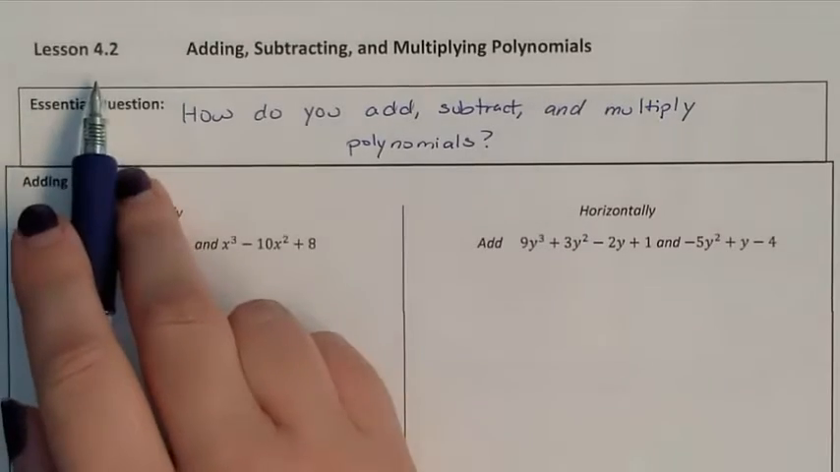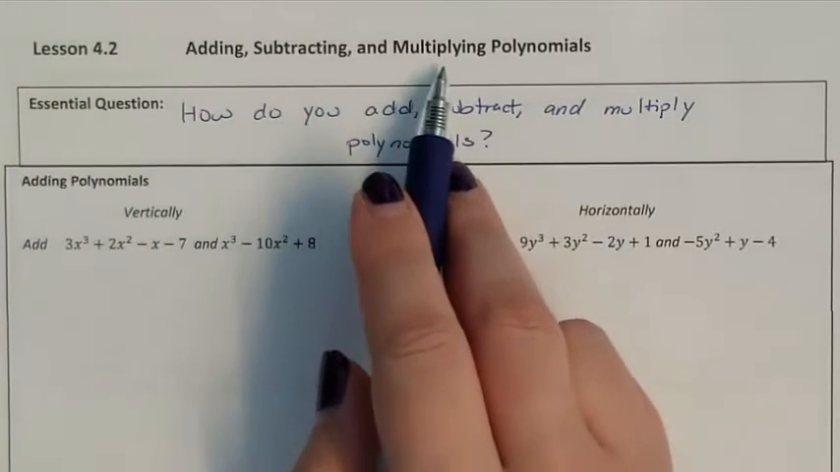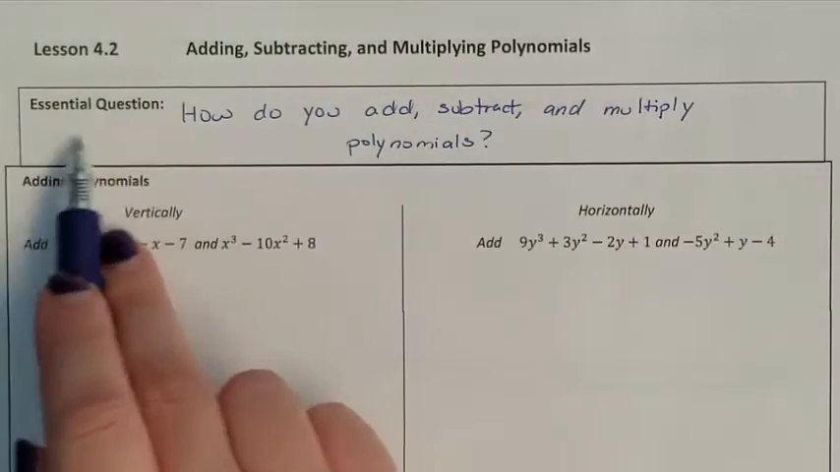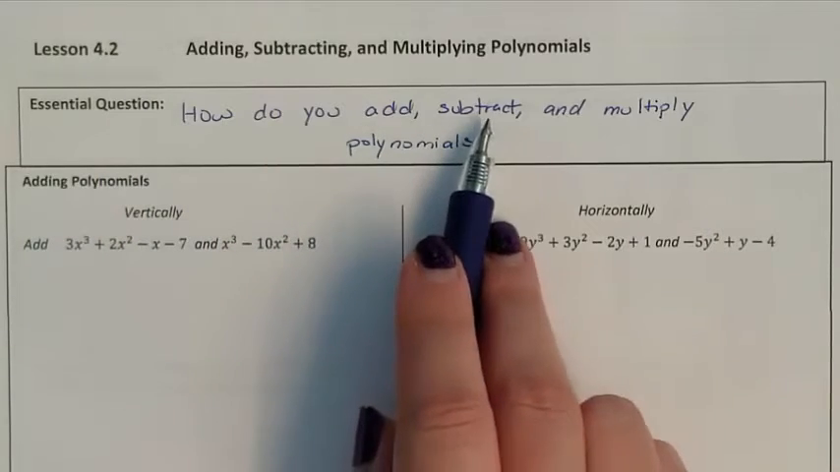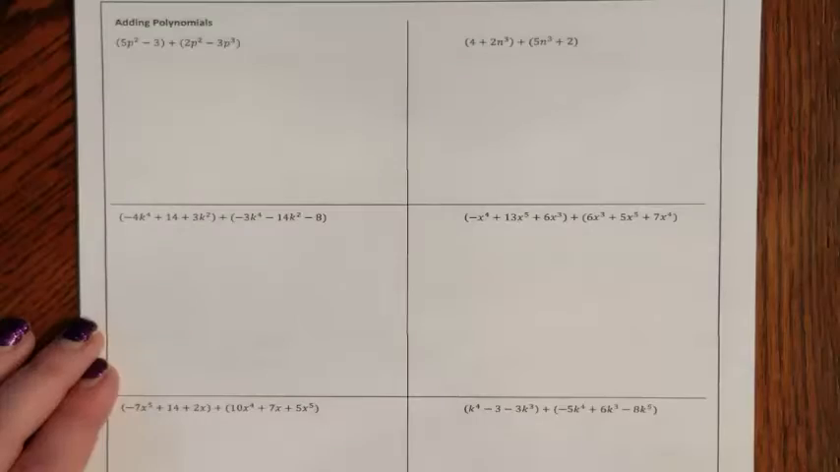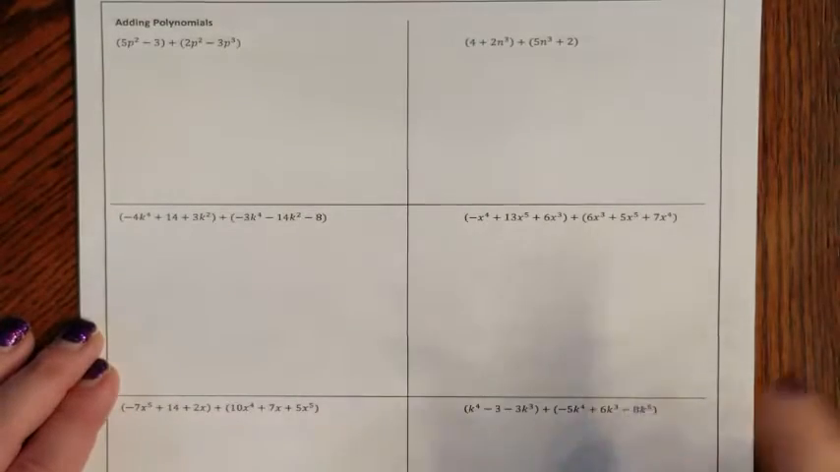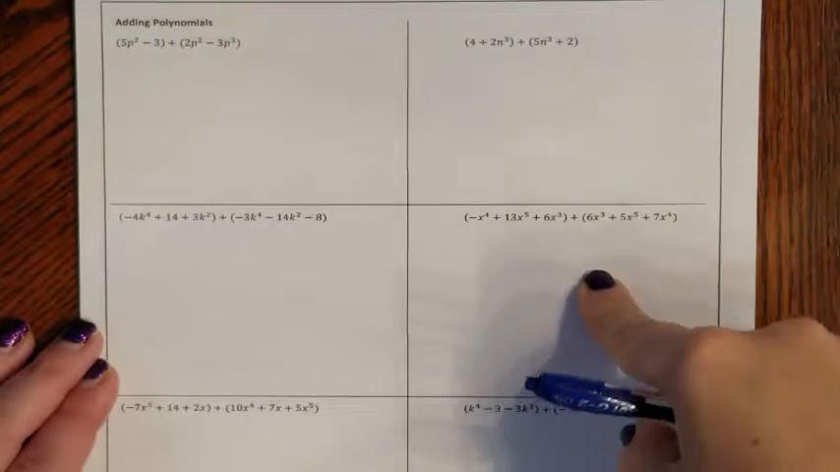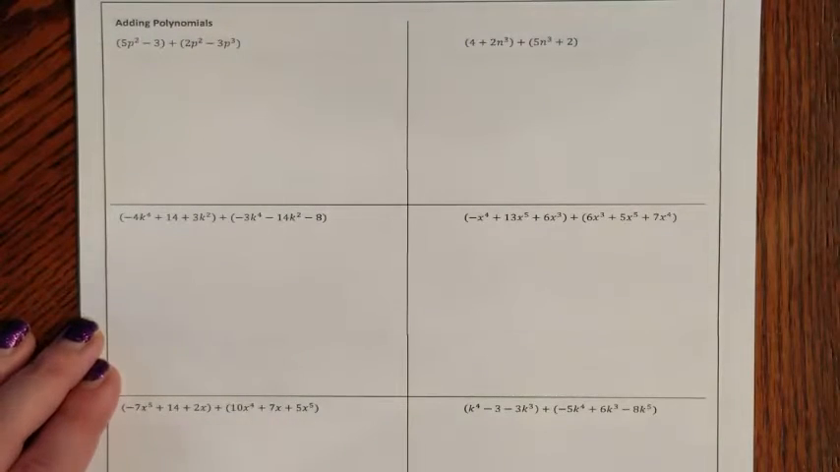Lesson 4.2, adding, subtracting, and multiplying polynomials. Our essential question: how do you add, subtract, and multiply polynomials? On the next page, there are 6 problems. I am going to do the middle 2, and I'm going to ask you to do the remaining 4 on your own for independent practice.